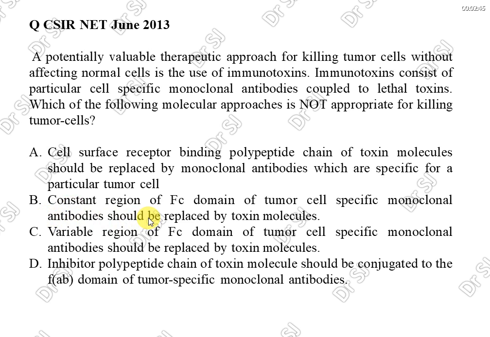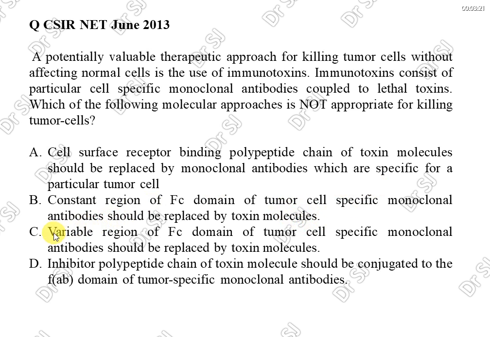Then option B says the constant region of the Fc domain of the tumor cell specific monoclonal antibody should be replaced by the toxin molecule. Now if you remember, we talked about the structure of the antibody molecule. The antibody molecule consists of the FAB region that binds to the antigen and the FC region that doesn't bind to antigen. So if the constant region is replaced by the toxin molecule, then the specificity and binding capability of the monoclonal antibody should not be hampered, right? So this option is also right.